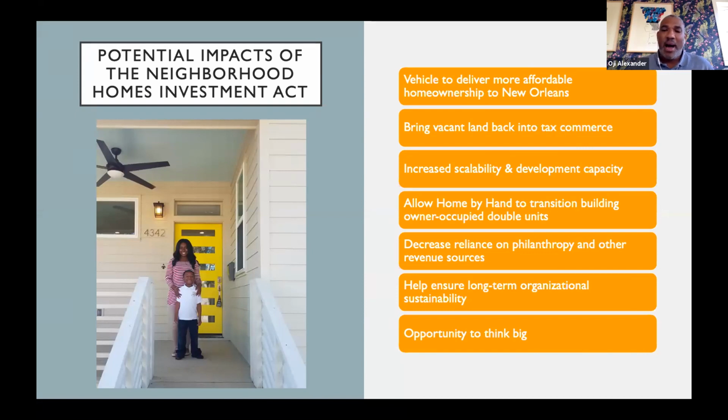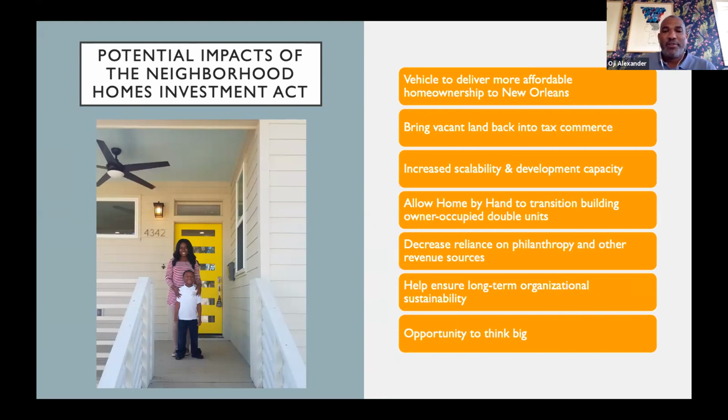Like I said, we've got to cobble together a bunch of small projects. We have to look for a lot of other revenue sources in addition to our developer fees. We rely heavily on philanthropy. Putting those things all together, it really is kind of a balancing act. The gray hair might be a little bit of an indicator. I think increased scalability can really allow us to start thinking a little bit bigger.